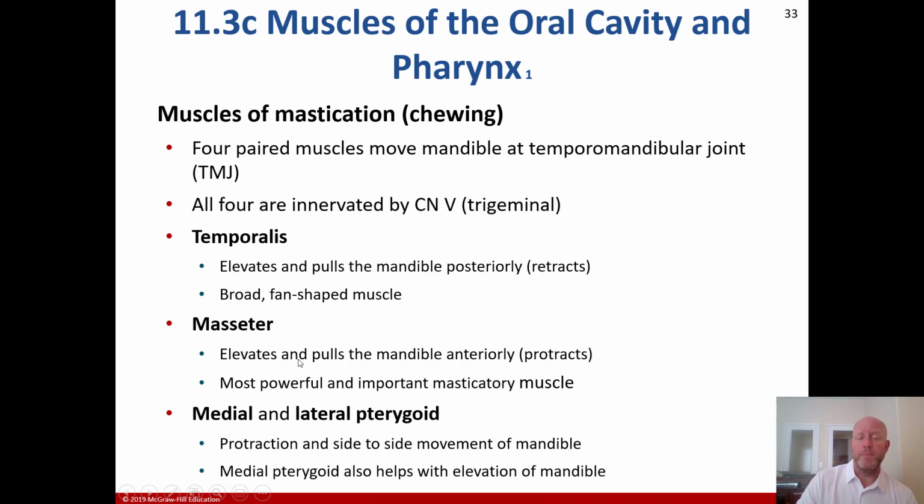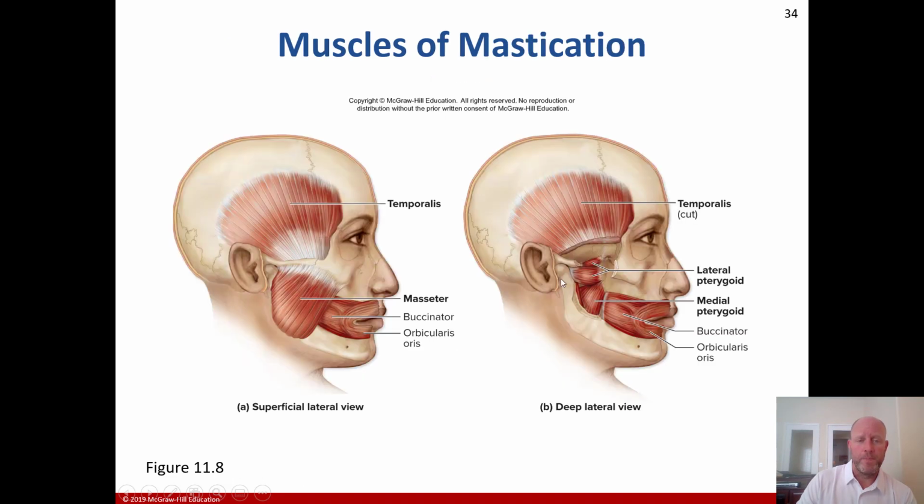The masseter elevates and pulls the mandible anteriorly. It protracts it, going forward, protracting. It's the most powerful and important masticatory muscle, the masseter. Medial and lateral pterygoid are involved in protraction and side-to-side movement of the mandible, and the medial pterygoid also helps with elevation of the mandible.